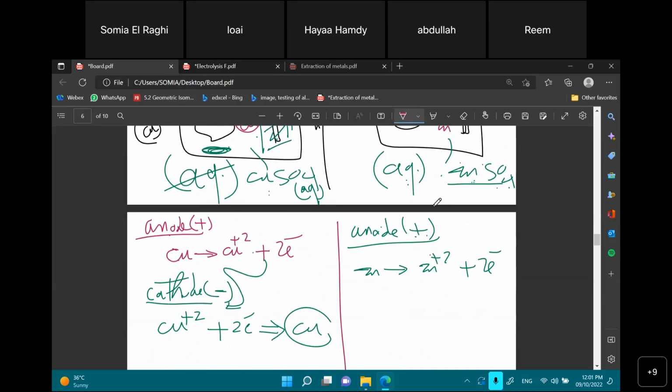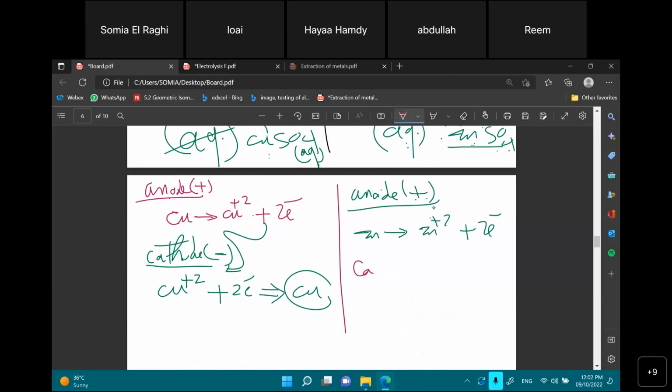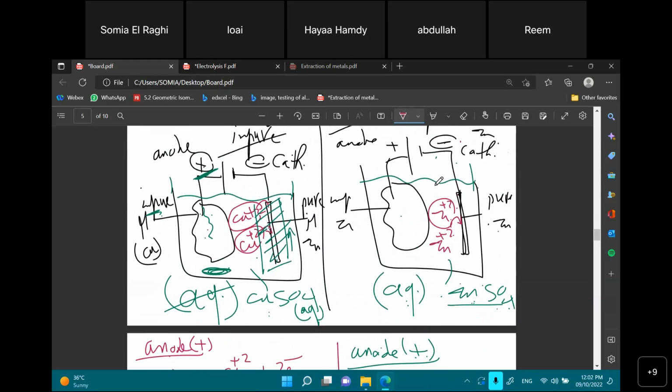Flip this equation at the cathode area. So at the negative electrode, Zn2+ plus 2 electrons. What do we get? Zinc. What happened to the mass again? The mass of the cathode increases, while the anode's decreases. I will ask here, or you may get questions about this part.